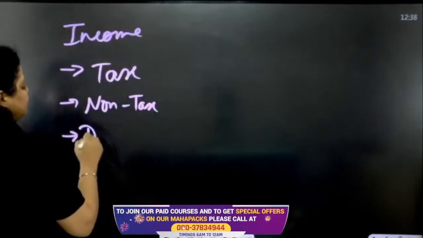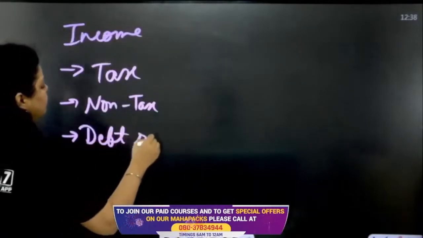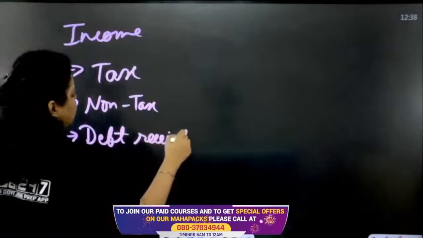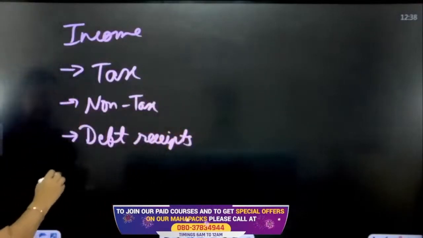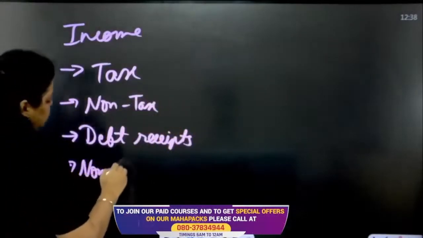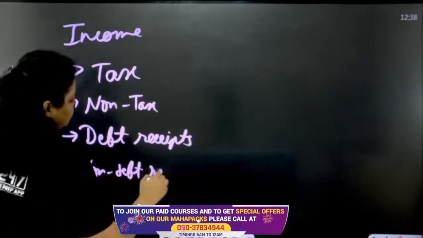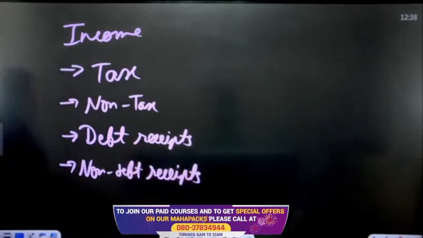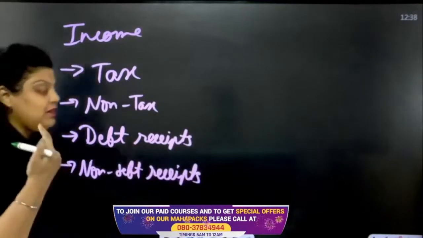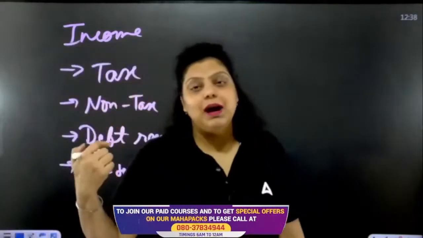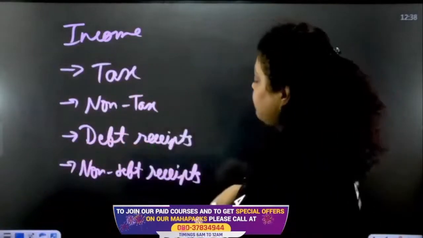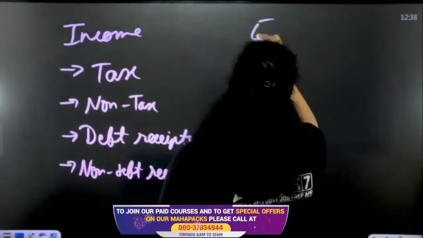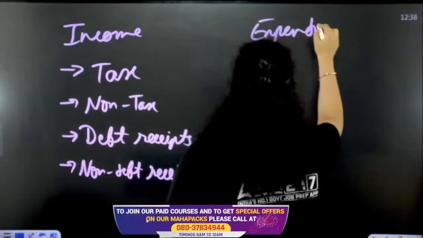Then we have debt receipts. It means the government has given a loan to someone, to some country, and the government is charging interest on that. Then we have non-debt receipts. Non-debt receipts simply means you are doing investment, and on the investment, you are taking back the profits. That's the non-debt receipts.